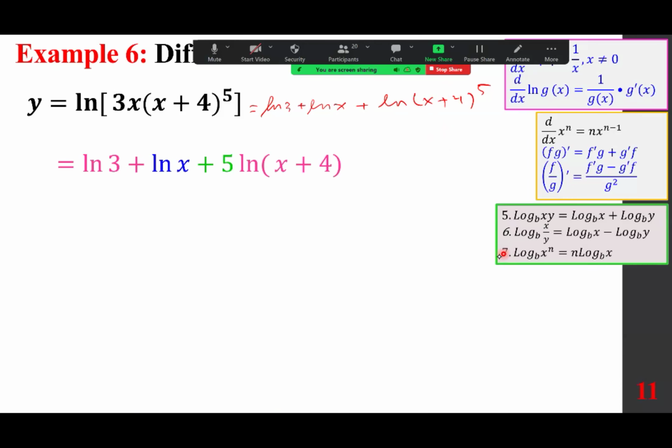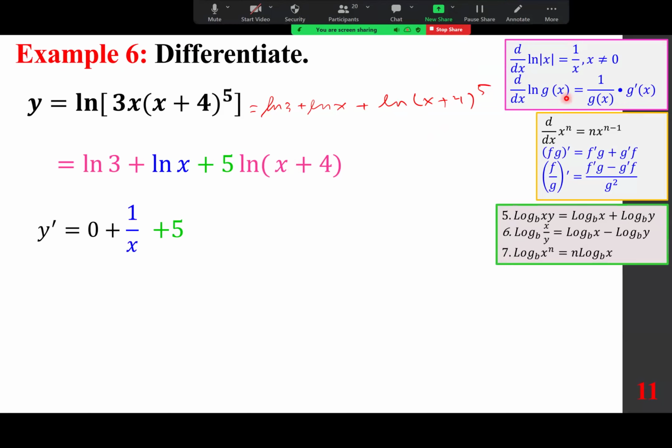If you can't decompose this in a split second, that means you're uncomfortable with logs and its properties. ln 3 is a number. The answer is 0. ln x, 1 over x, plus 5. Flip this over. We are going to go with this one. ln of g of x is 1 over g of x, 1 over x plus 4, times g prime of x. The derivative happened to be 1, but you write it just to be on the safe side. So this is 1 over x, this is 5 over x plus 4.